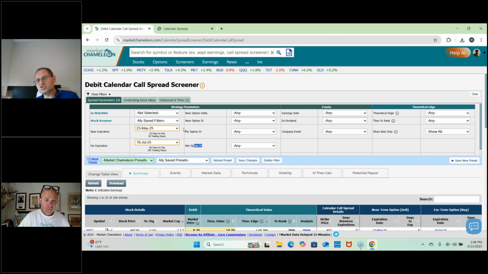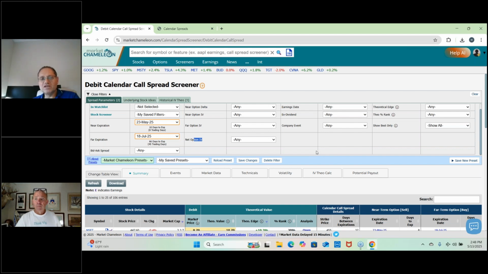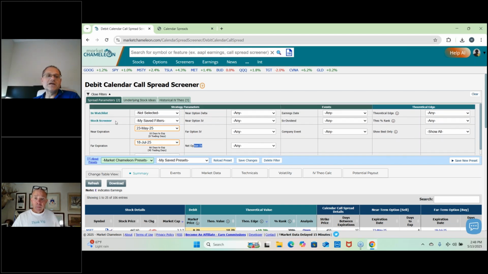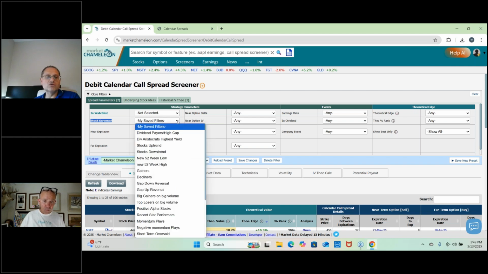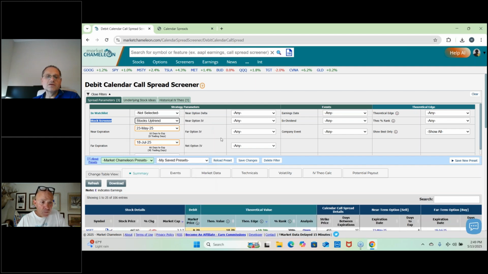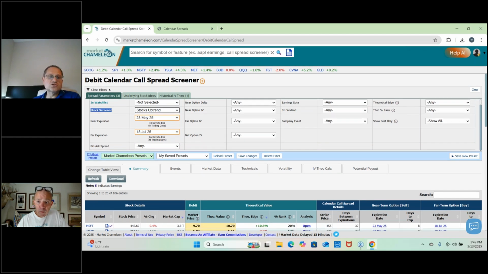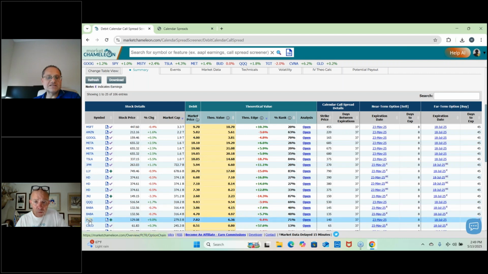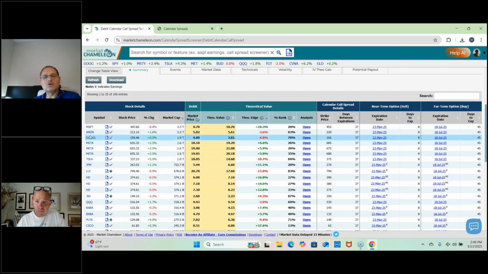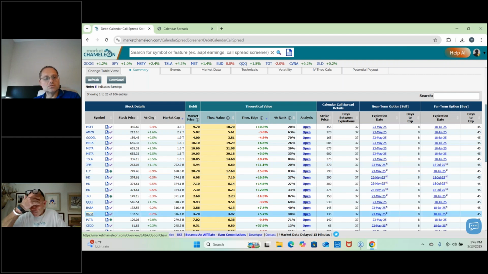Let's just say we save it with high volume. We'll call it high volume, high IV. You give it a name, and once you save it, you can come back here and use that stock screener. Whatever you save, select it. Like here, I have stocks in an uptrend. If I select it, it shows me stocks I defined that are currently in an uptrend.